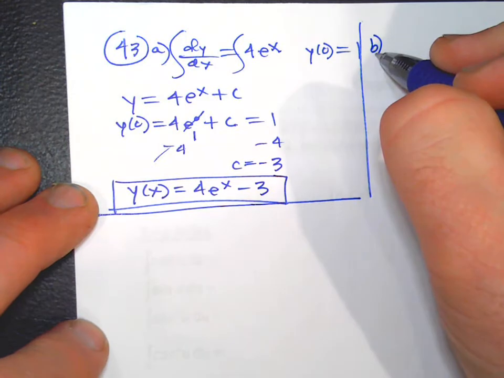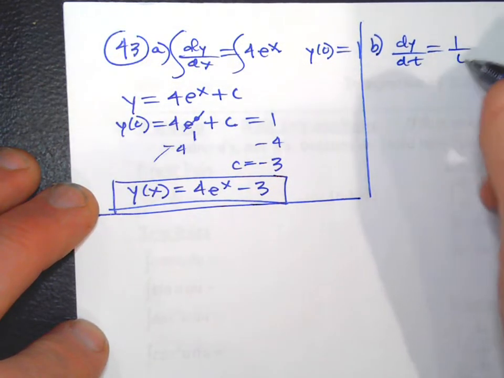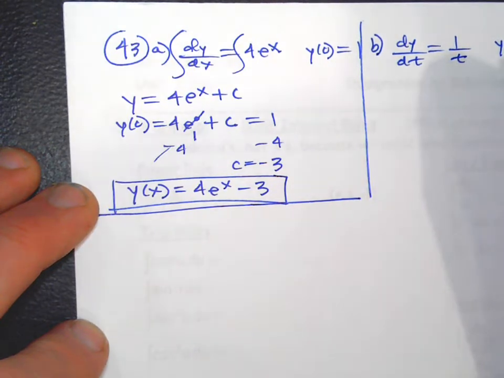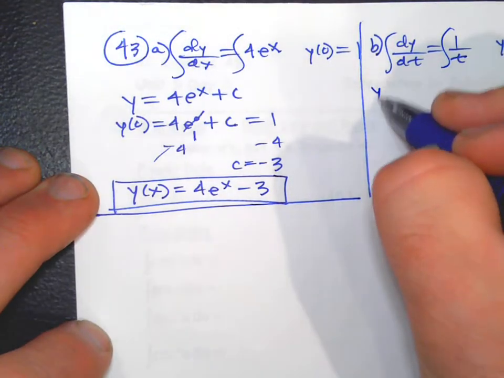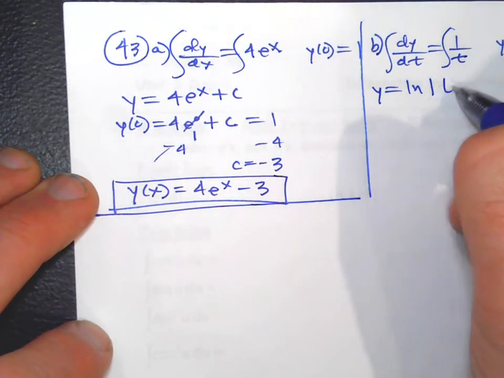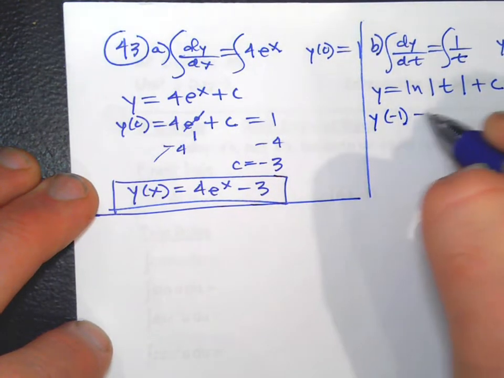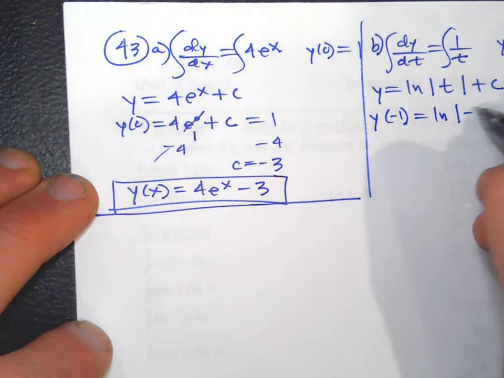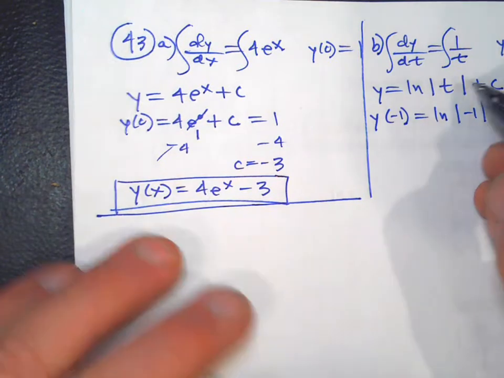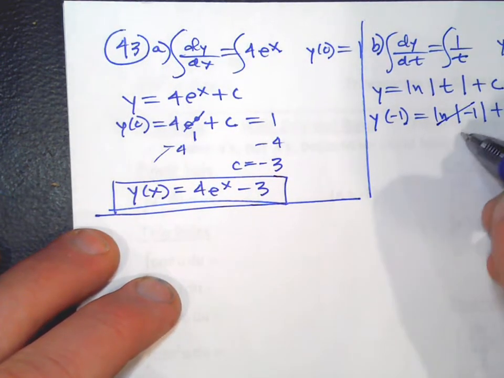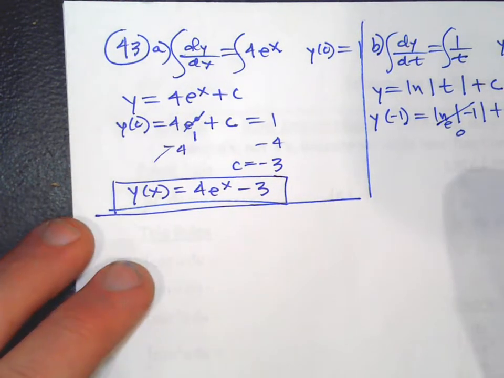Part B is dy/dt equals 1 over t. y of negative 1 equals 5. We're going to integrate both sides. This is the one that's the natural log. Natural log of the absolute value of t. You need the absolute values. Okay? We're going to plug negative 1 in, which that absolute value is going to make a difference. Okay? Because natural log of negative 1 doesn't exist. Natural log of positive 1 is 0. What do you raise e to get 1? 0. So C equals 5.